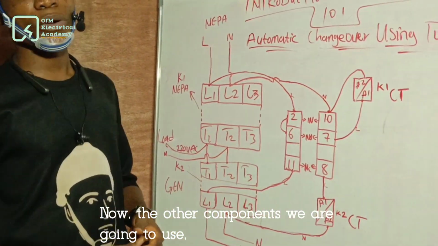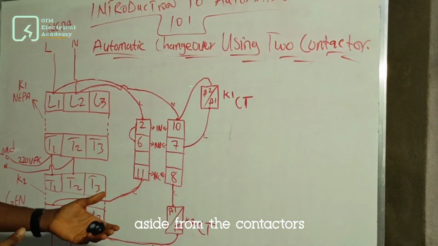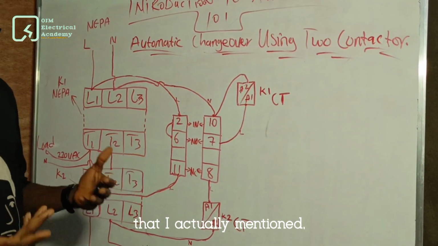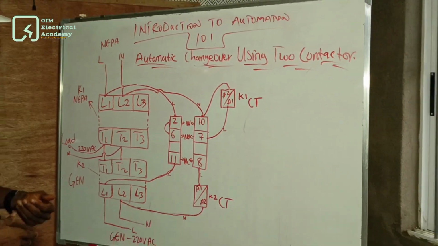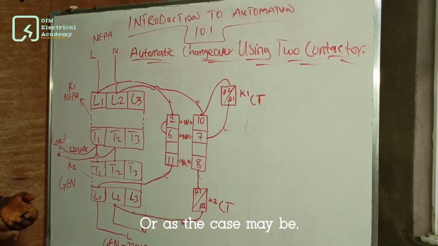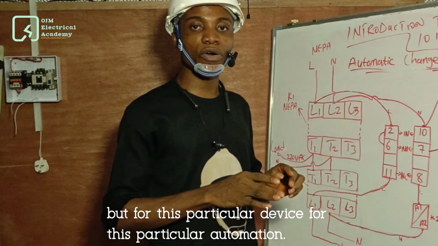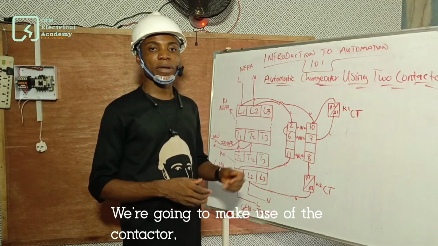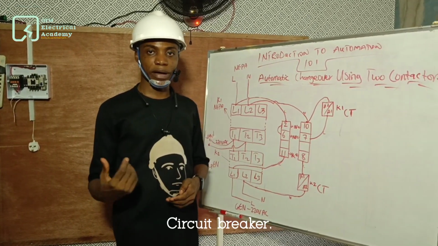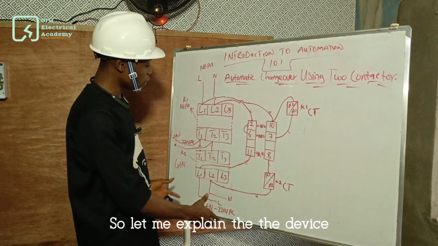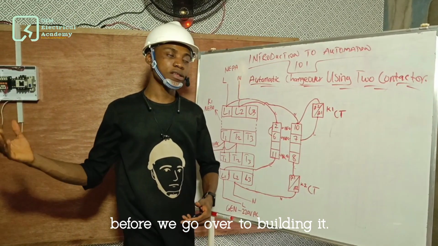Now, the other components we are going to use, aside from the contactors that I mentioned, are components like the timer, the relay, or as the case may be. But for this particular automation, we're going to make use of the contactor, the relay, and circuit breaker. So let me explain the device before we go over to building it.